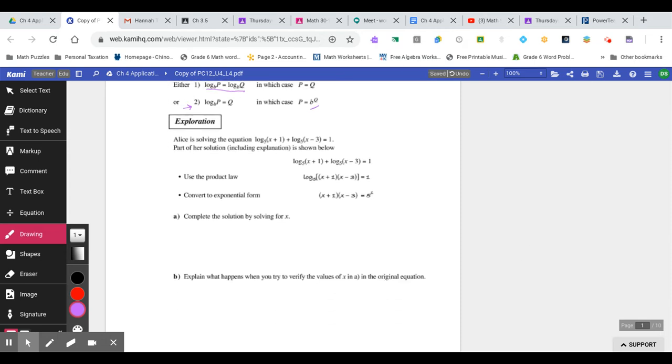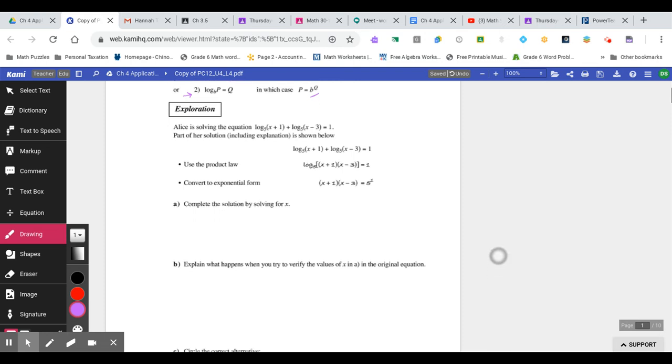Alice is solving the equation log base 5 of x plus log base 5 of x minus 4, equals 1. Part of her solution, including explanation, is shown below. She took two logs that were being added and created one log with the argument multiplied together. Then she changed from logarithmic form to exponential form and said 5 to the 1 is equal to that stuff. You see it there. So now she's going to complete that.